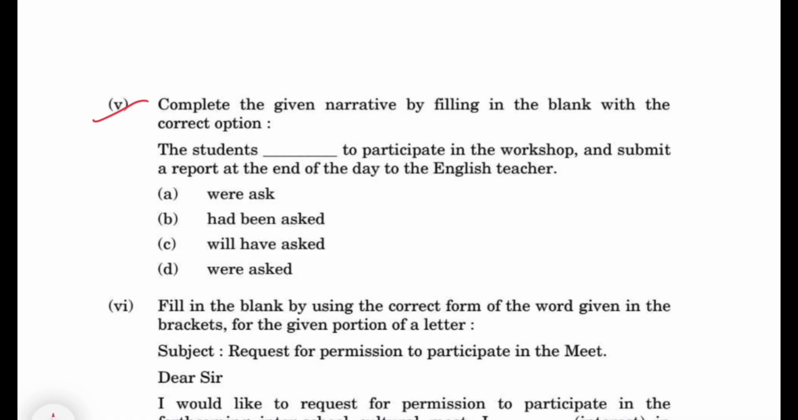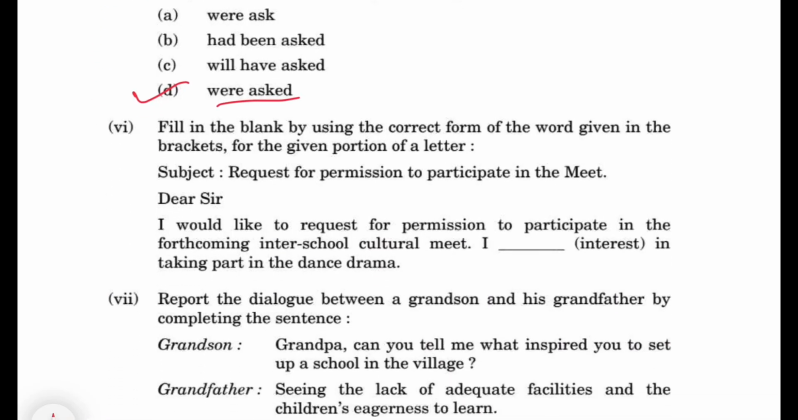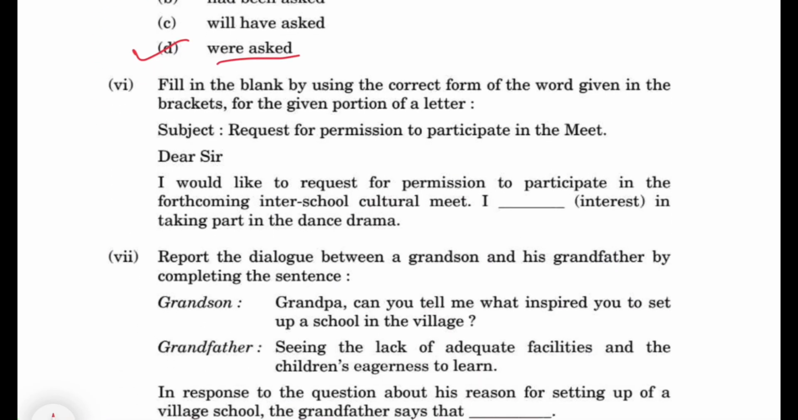Next one is the students dash to participate. The students were asked to participate. Students plural, were asked. Next is I would like to request for permission to participate in the forthcoming inter-school cultural meet. I dash interest in taking part. I am interested.